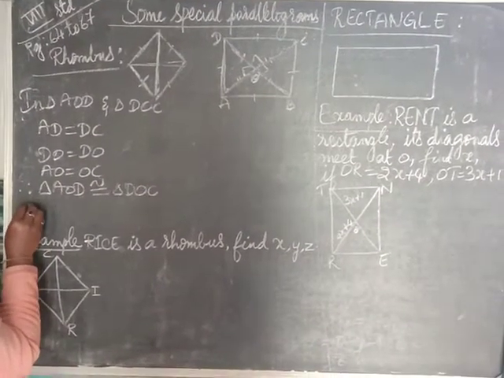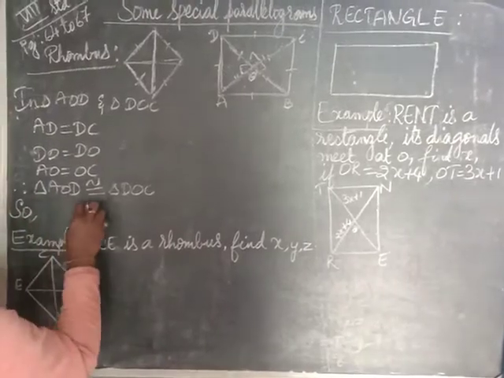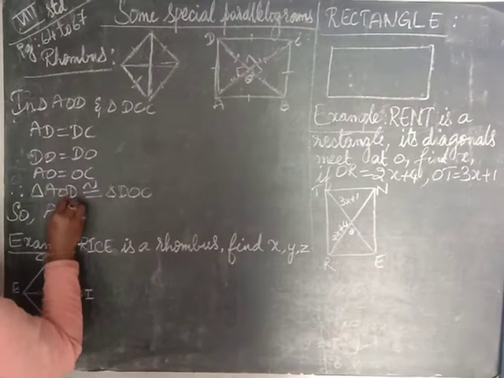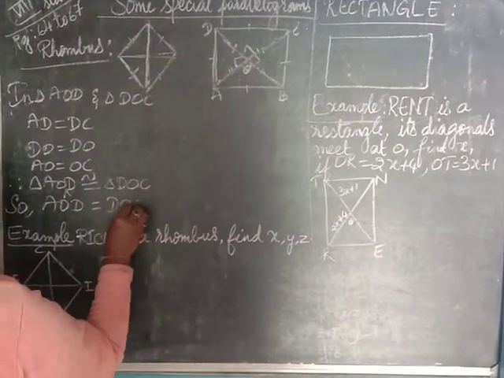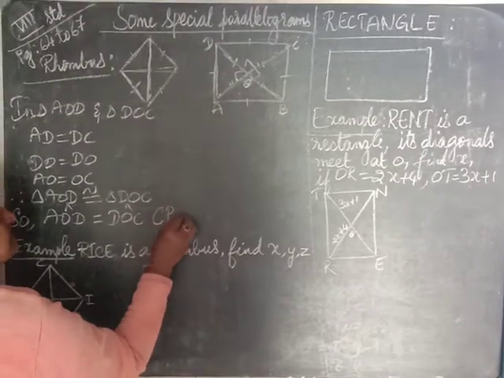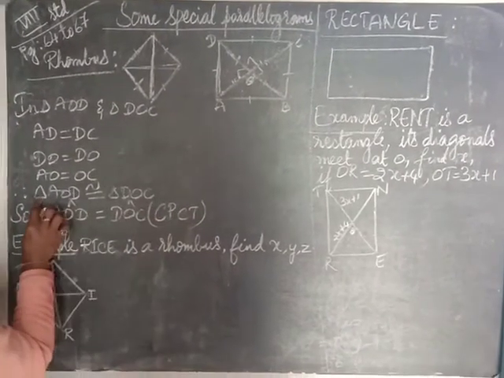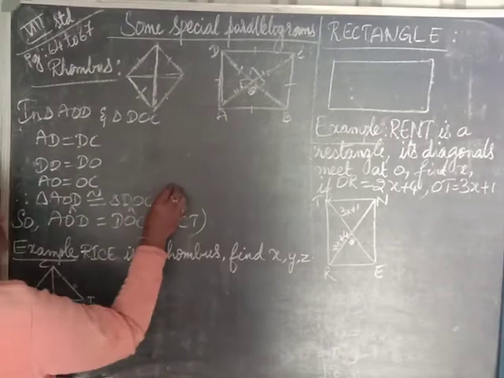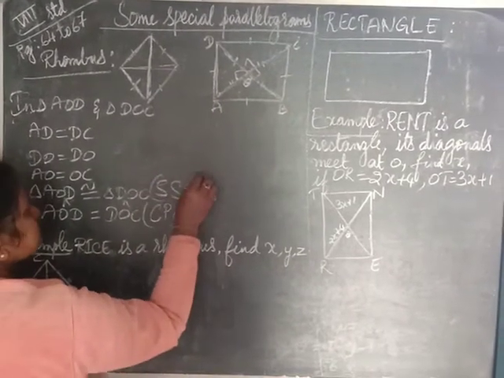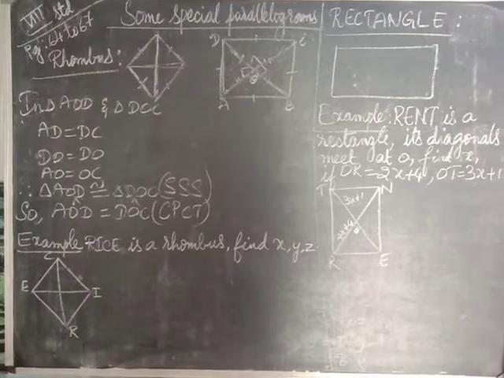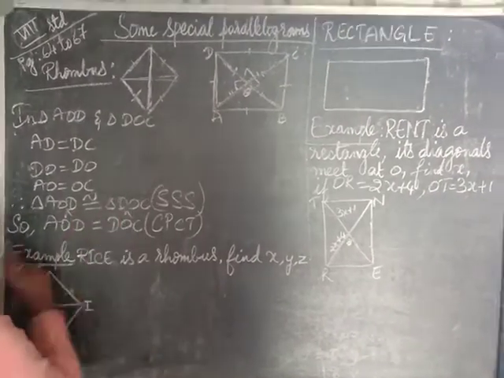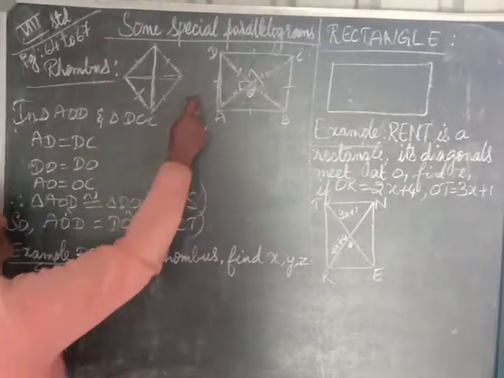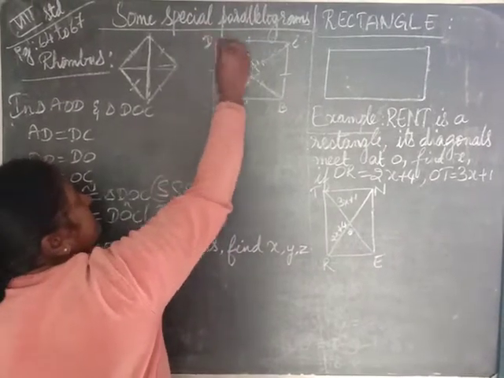So we can say that angle AOD is equal to angle DOC. This is by CPCT. Now before that, how are these 2 triangles congruent, children? According to the SSS rule, we found that these 2 triangles are congruent, and therefore angle AOD is equal to angle DOC.